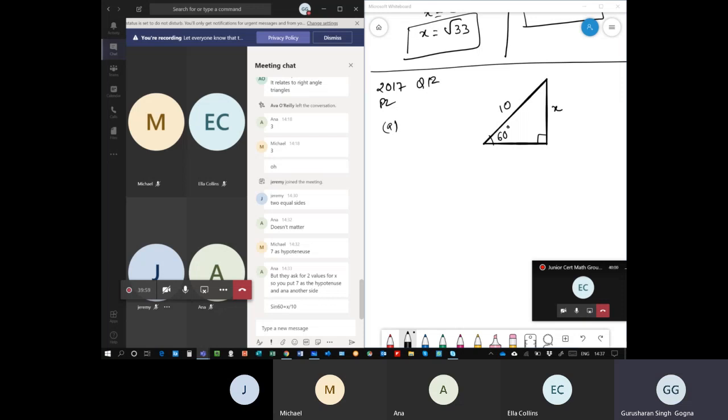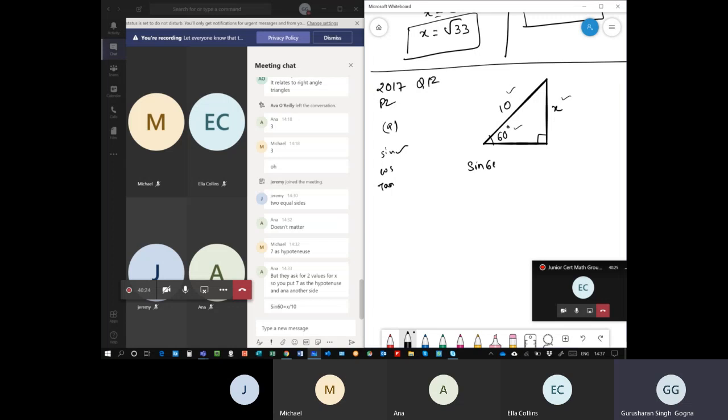Okay, sine 60 is equal to X over 10. Perfect. So as you can see, two sides are involved, and one angle is involved. So whenever an angle is involved, you should use trig ratios. You have three options: sine, cos, and tan. We will pick sine because sine is opposite over hypotenuse.